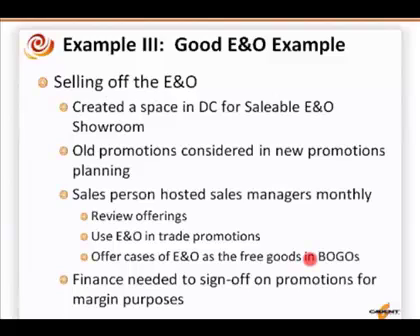All right, selling off the E&O. How did we do that? How was this done? Well, in a warehouse, we created a space for the saleable, and not all product was saleable. The product that wasn't saleable, you had to make the decision, the hard decision, to write it off. We created a space called the E&O showroom.